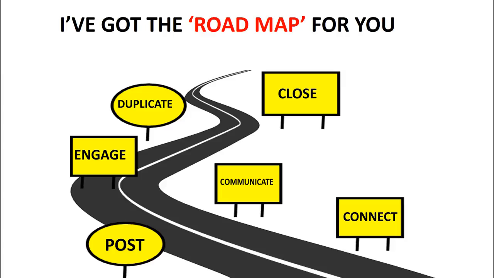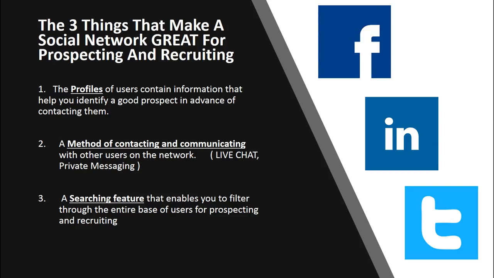There are a lot of social networks out there, and there are three things that make a social network great for prospecting and recruiting. Number one, you need profiles. Profiles of users that contain information that help you identify a good prospect in advance of making the connection. Second, you need a method of contacting and communicating with other users on the network, like live chat or private messaging. And third, a searching feature that enables you to filter through the entire base of users for prospecting and recruiting.